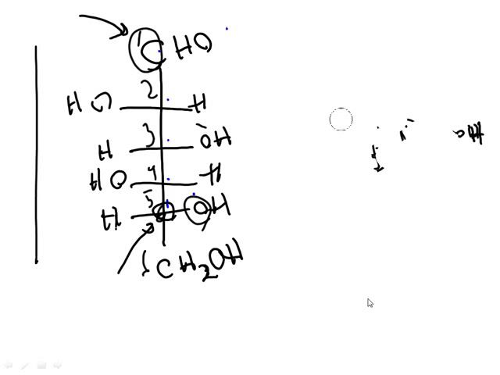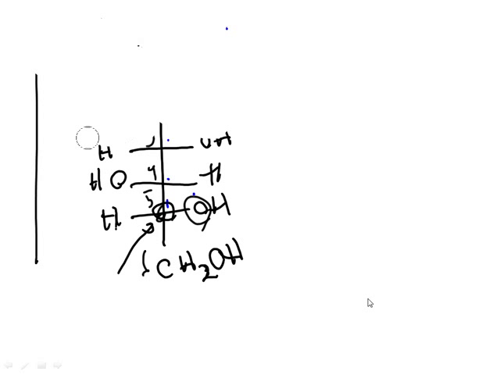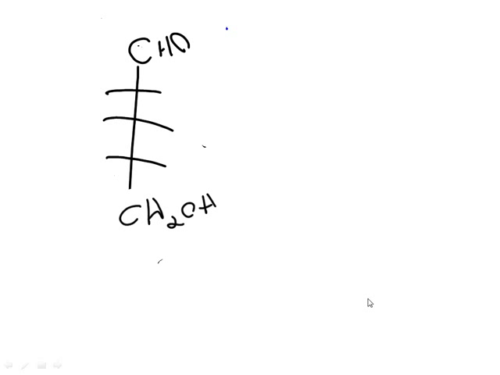I'm going to show an example of an aldose that only has 5 carbons in it. So here it is, CHO, 1, 2, 3, and then I made it too long. Let's do it like that.